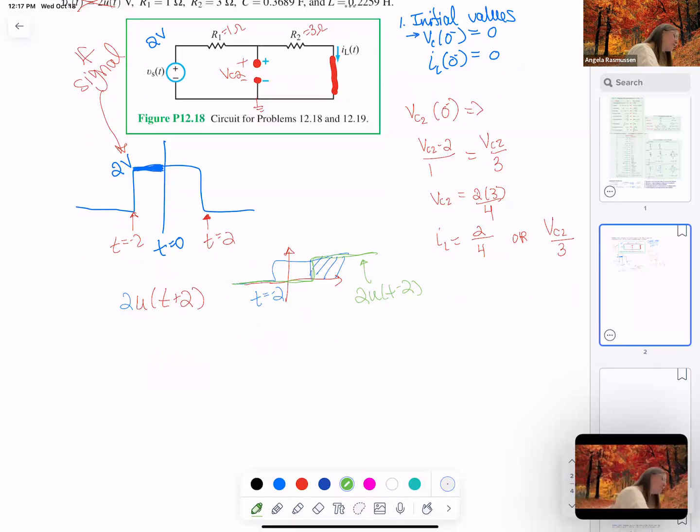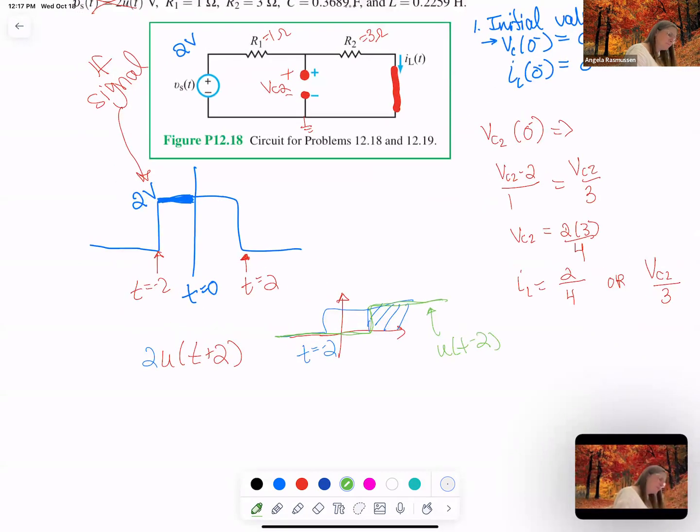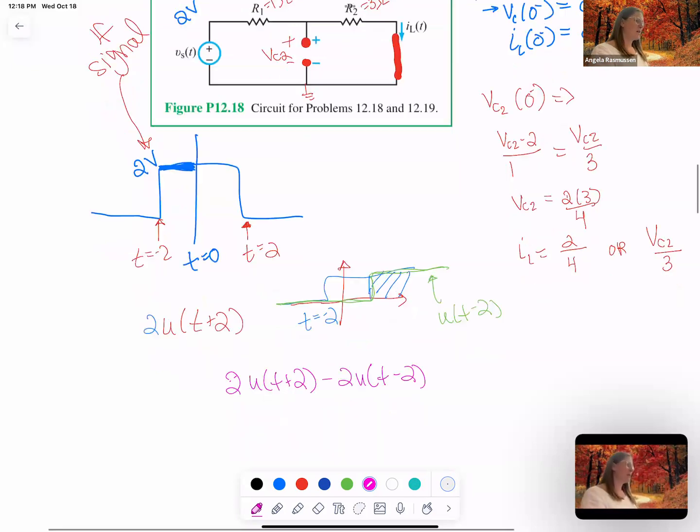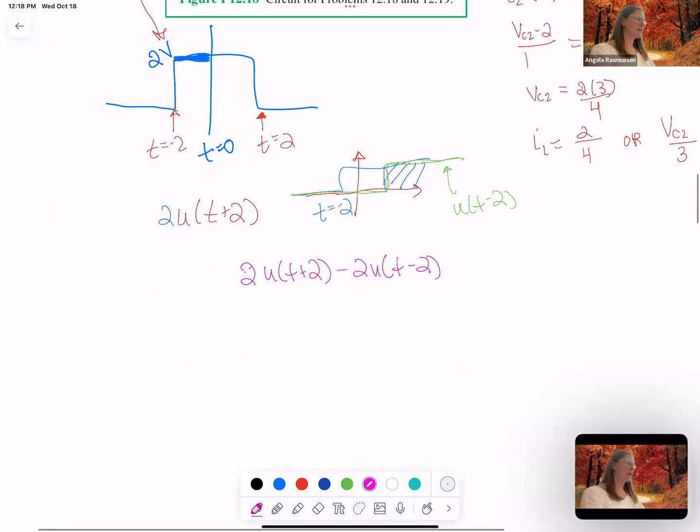And so this would be T, or find a different color. 2u of t plus 2 minus 2u of t minus 2. Okay, that would be how you'd write that one. All right, other questions?